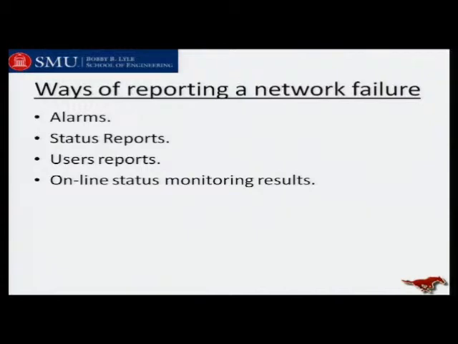The third one is user report. User reports are generally the first indication of problems that do not involve hard faults. So, if there's something wrong in the network, the users of that network will realize it, and they'll call the company. And this is how the company will know that there's a network failure. And the fourth and last one is online status monitoring result. So over here, whenever there's a network failure, it can be seen online.